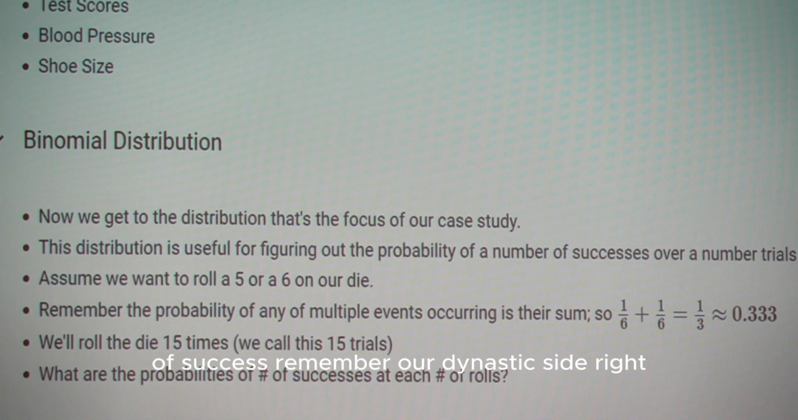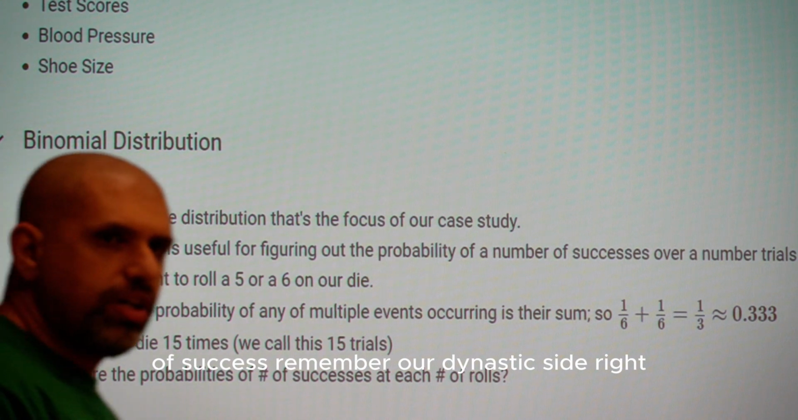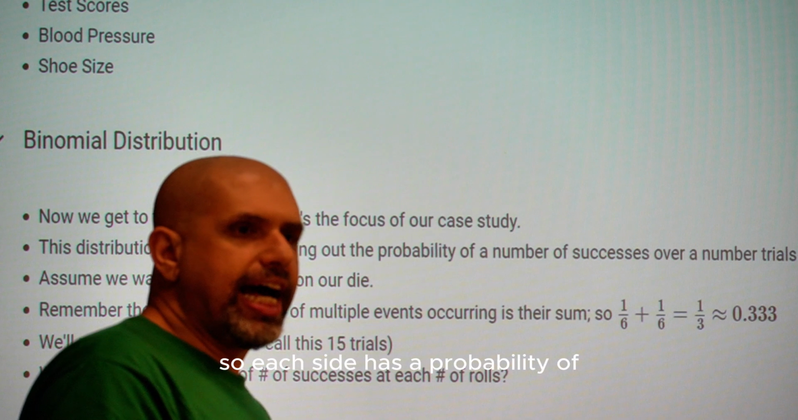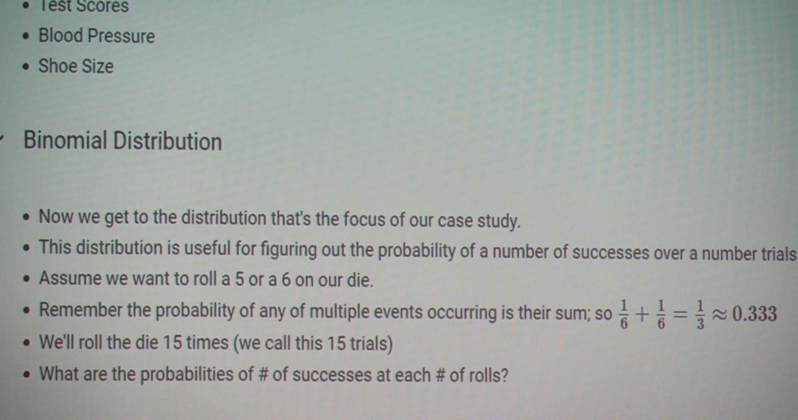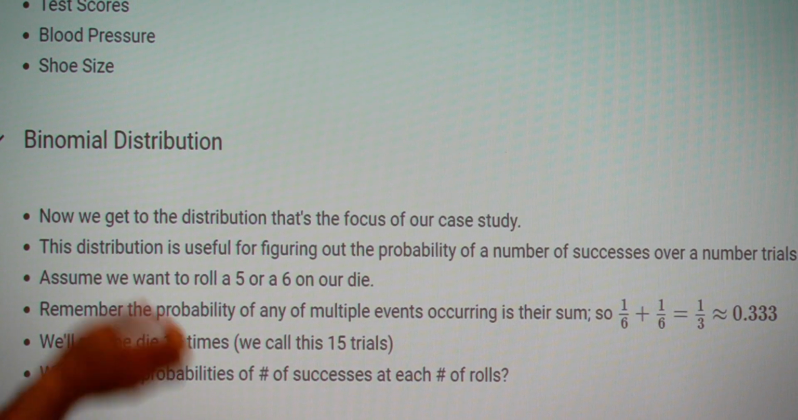So the first thing we need to do is figure out the probability of success. Remember, our die is 6-sided, so each side has a probability of 1/6.